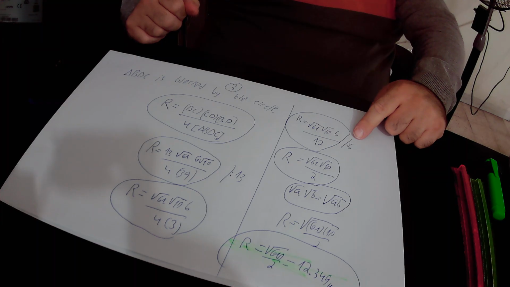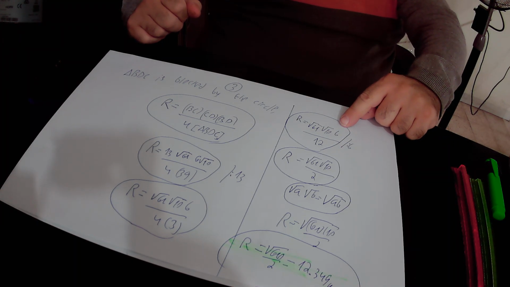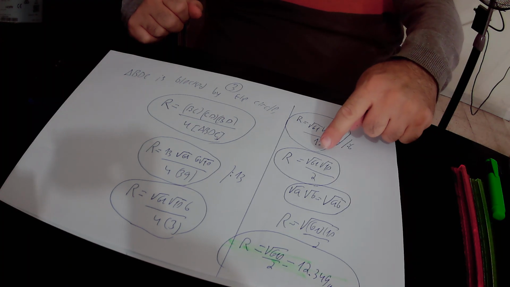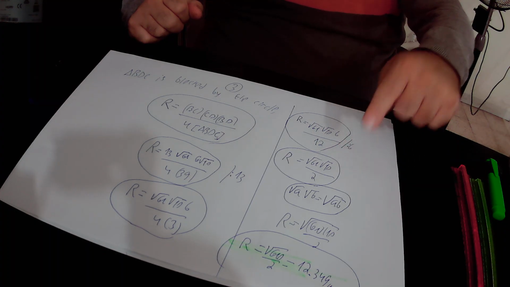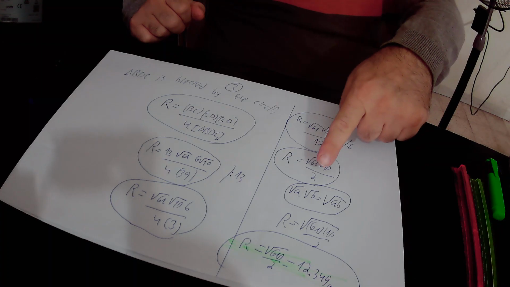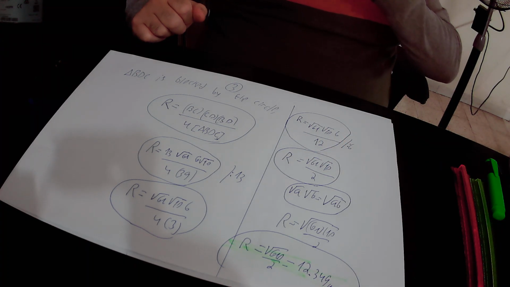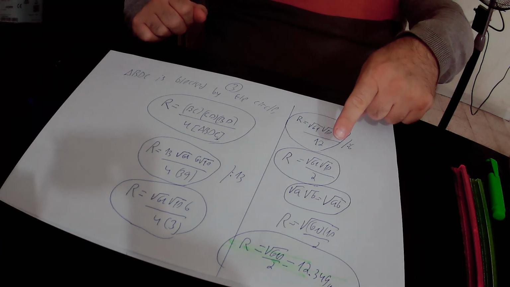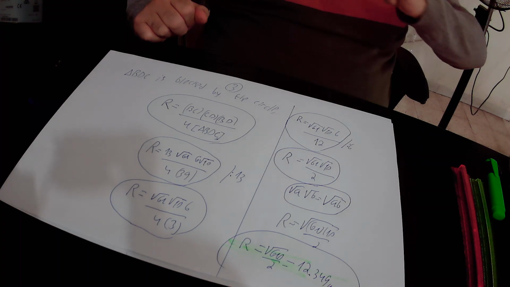So here we divided both the numerator and the denominator by 6. 6 over 6 is 1, so 6 will get cancelled. In the numerator, we are left only with square root of 61 times square root of 10. 12 over 6 is 2. So the radius of the circle equals the square root of 61 times square root of 10 over 2.